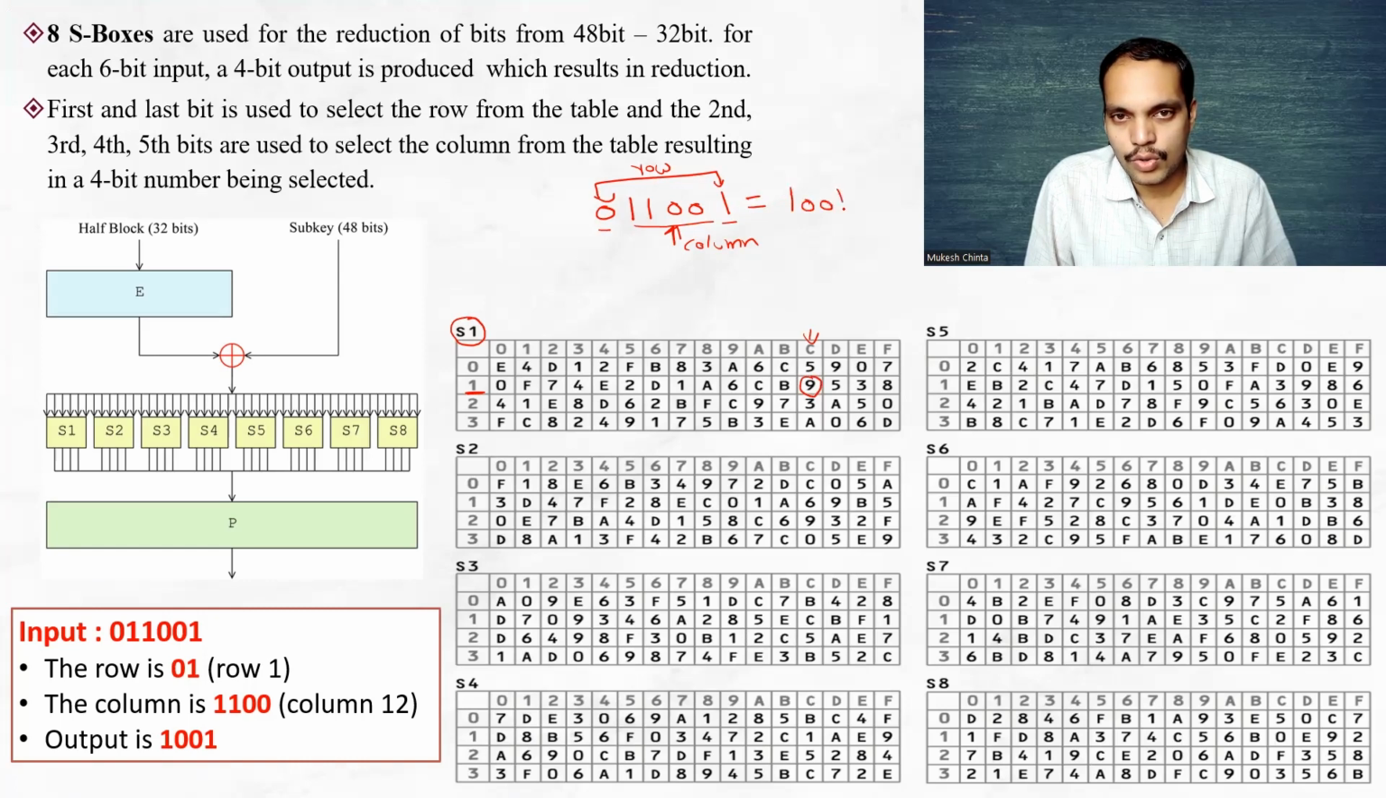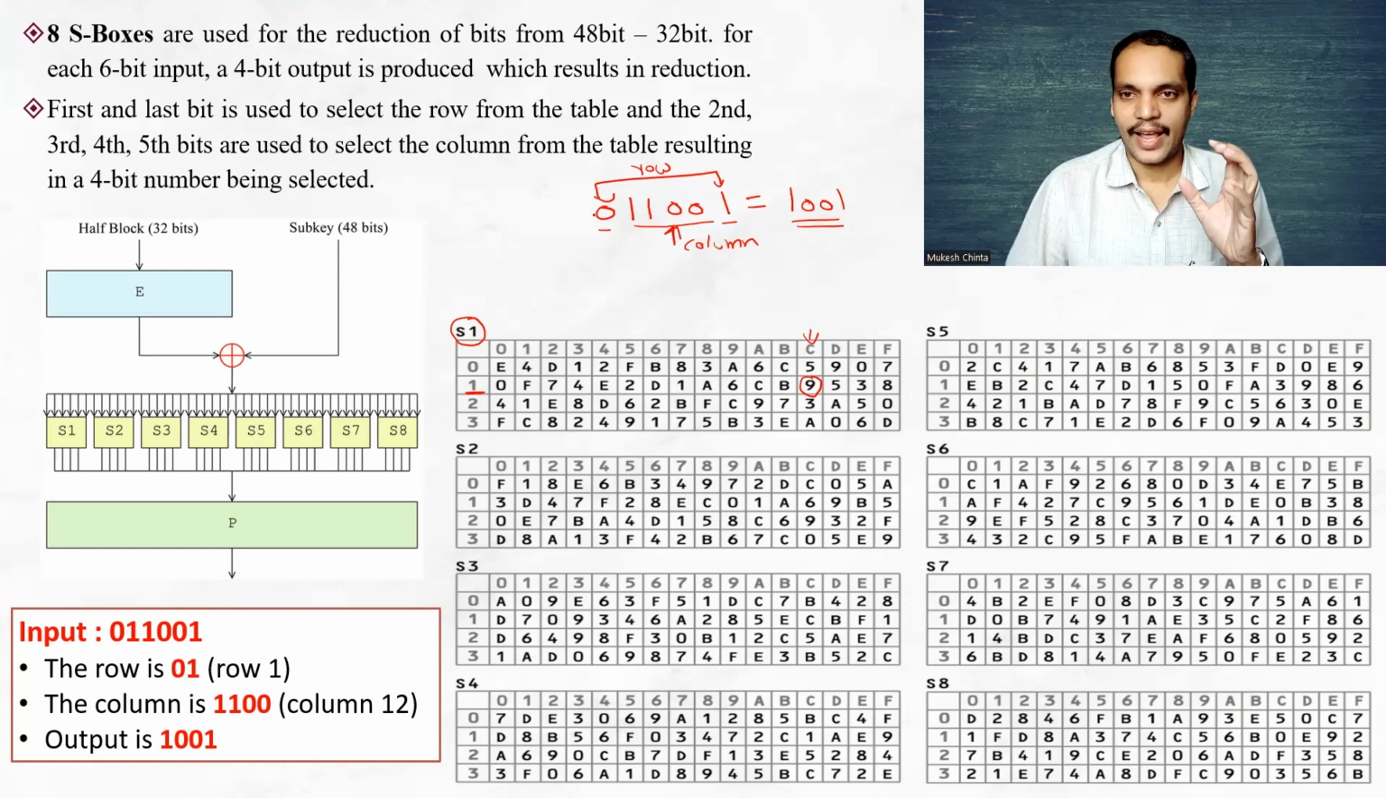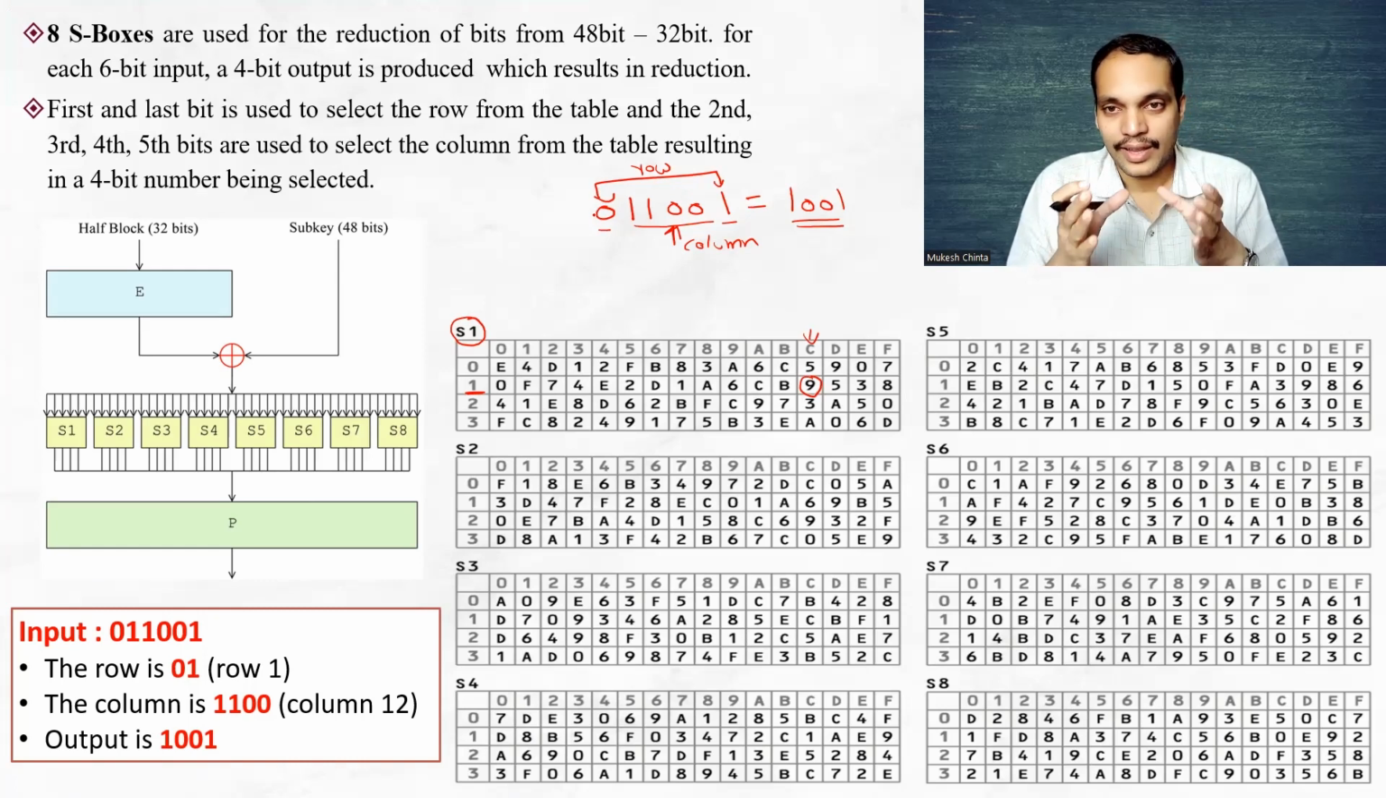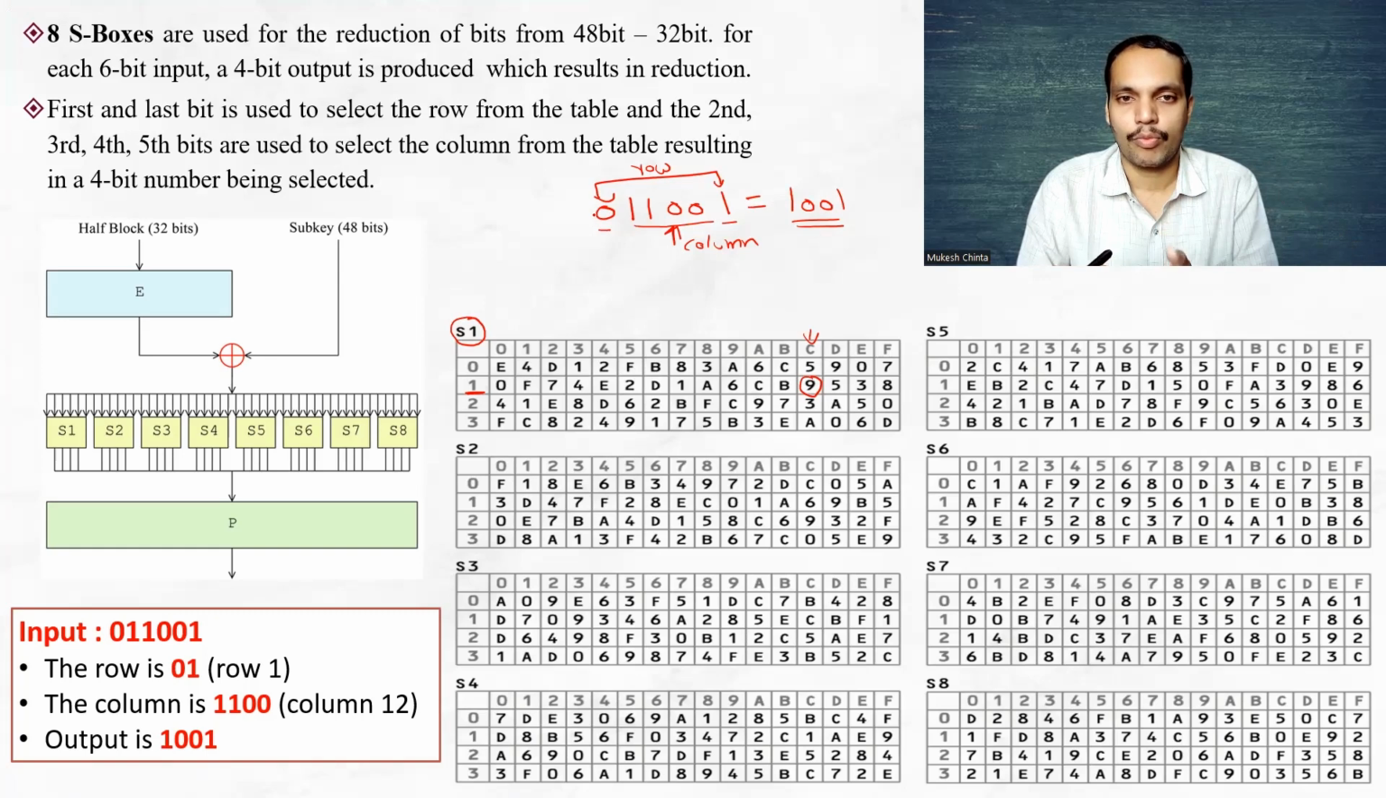which can be written as 1, 0, 0, 1. So 6 bits input. The first bit and the last bit are selected to become the row. And the remaining 4 bits in between are selected to be the column. See where the two map. Check what is the value in that particular table, and that particular value is written in 4 bits. So 6 bits input, 4-bit output.